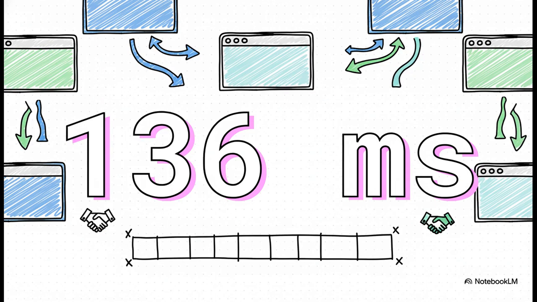So naturally, browsers got a bit smarter. They tried to speed things up by opening multiple connections at the same time, in parallel. And yeah, that was definitely better. It cut the load time down quite a bit, 236 milliseconds. But it was still pretty inefficient. You're still setting up and tearing down all these separate connections, which costs time and resources.